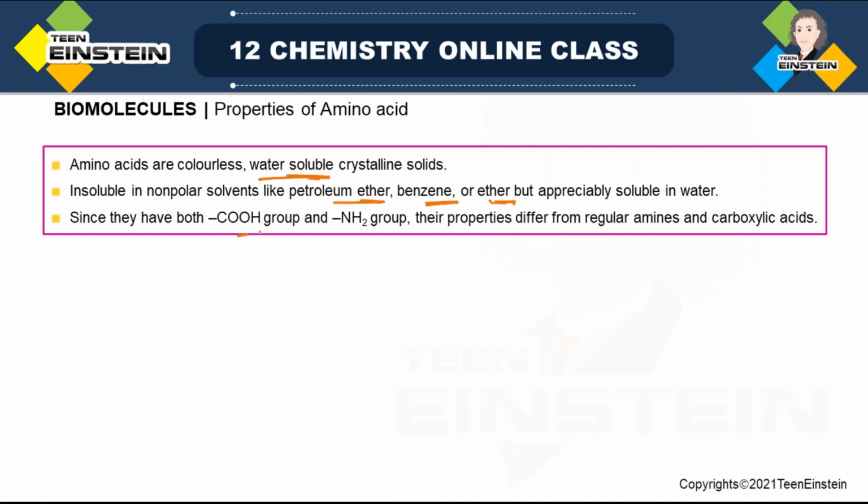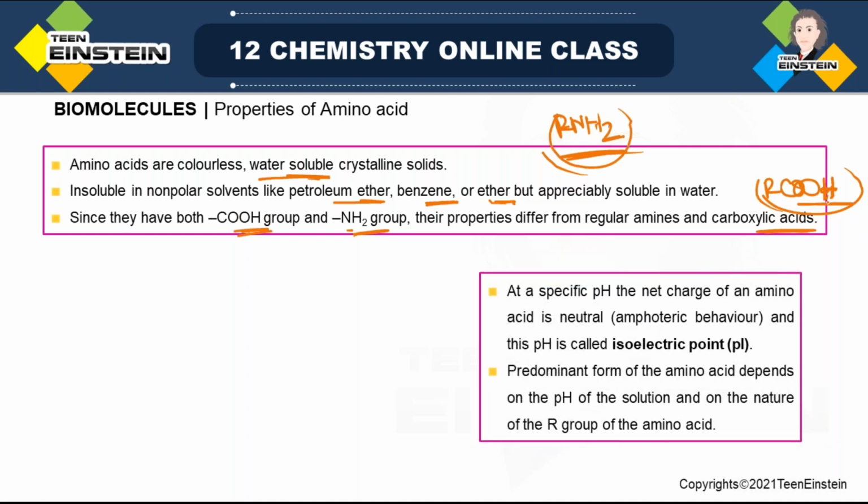Now since they have both a CO2H group as well as an NH2 group simultaneously, don't think that their properties will be the same as a regular amine and carboxylic acid. Suppose you consider an amine with structure RNH2, or a carboxylic acid with structure RCO2H. Individually I am writing two different molecules. But when both these groups are present simultaneously in the same molecule, obviously you cannot expect the properties that you expect from a single NH2 containing compound or a single CO2H containing compound. So now it will be completely different. Their properties differ from a regular amine and carboxylic acid. Fine, because they are present together in the same molecule.